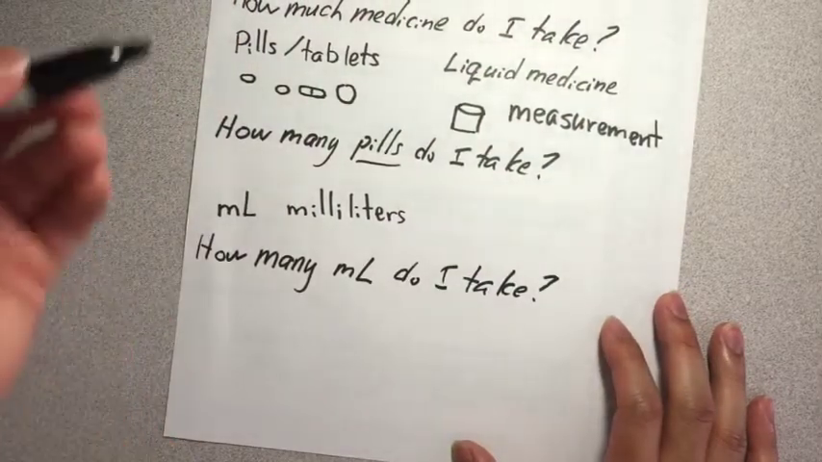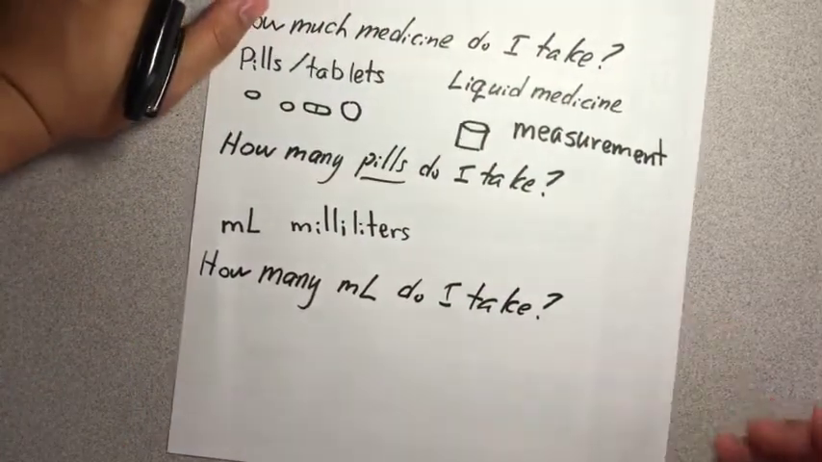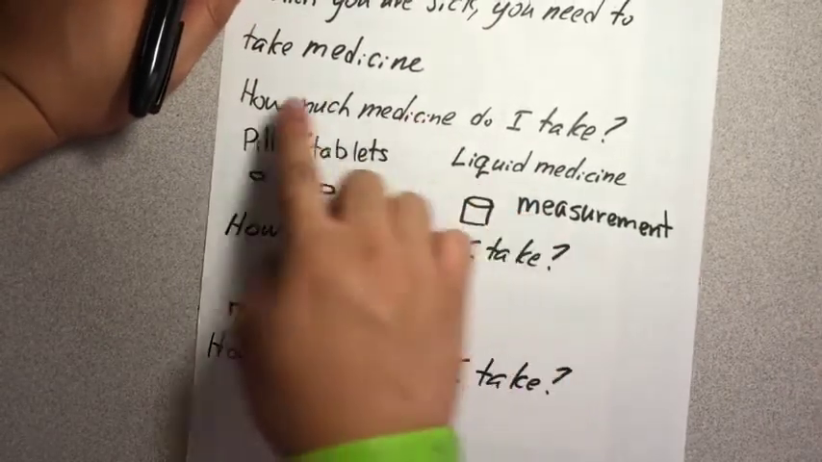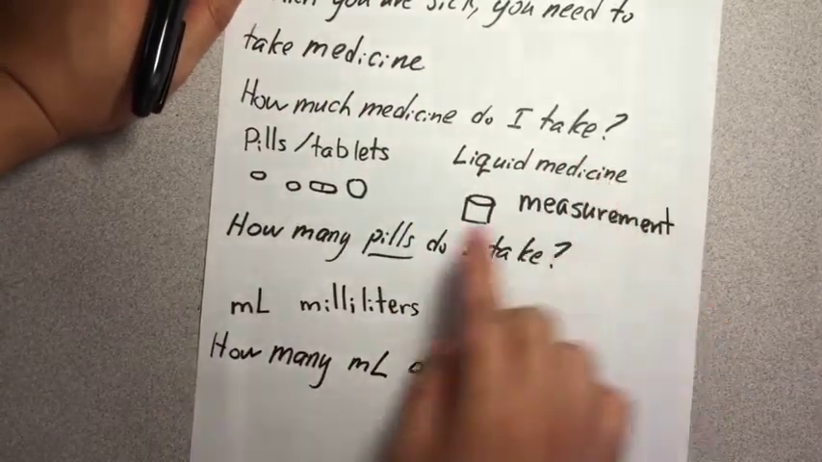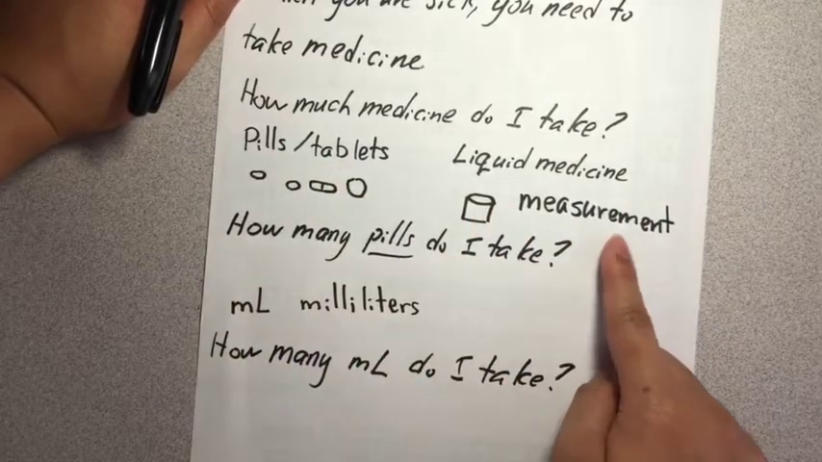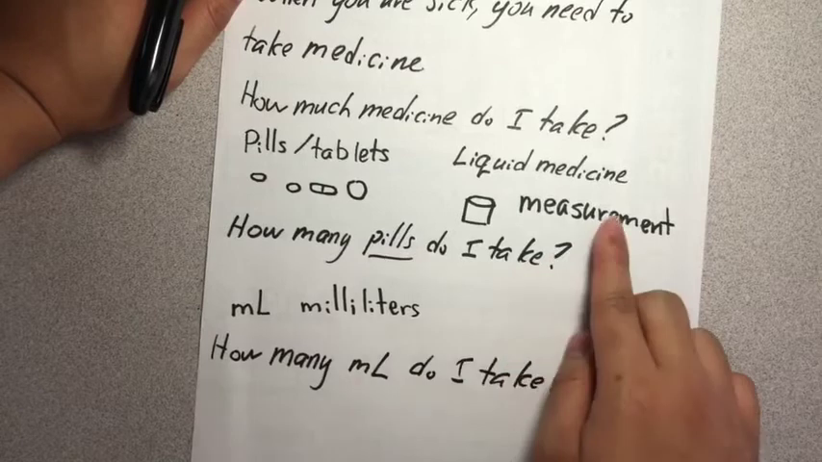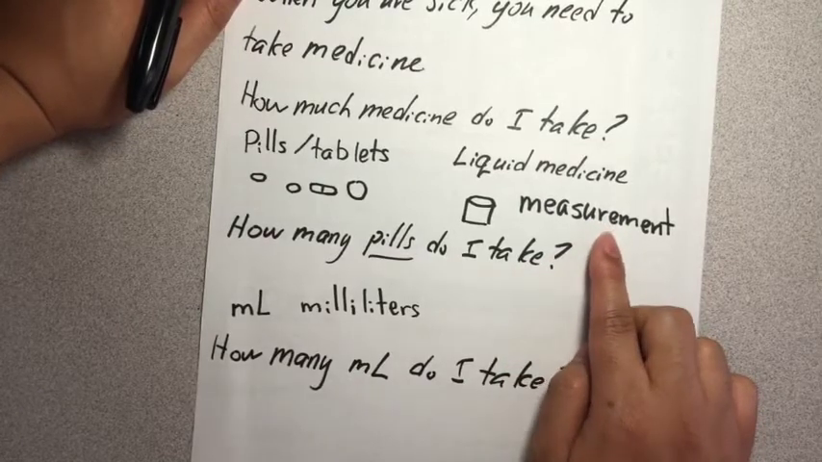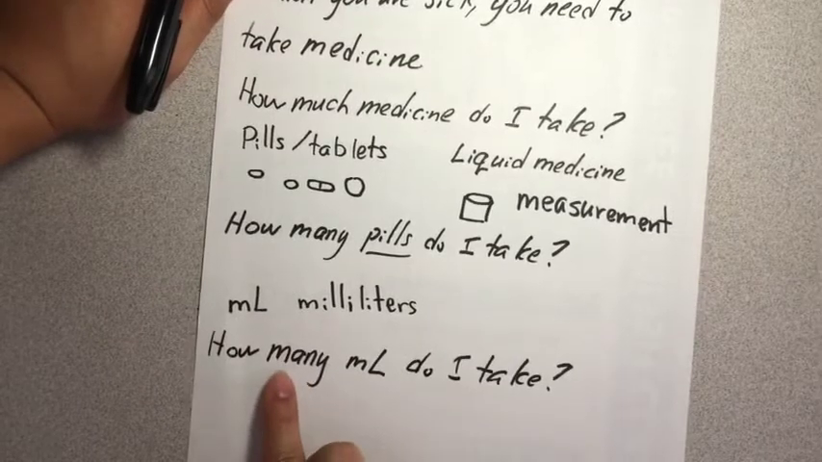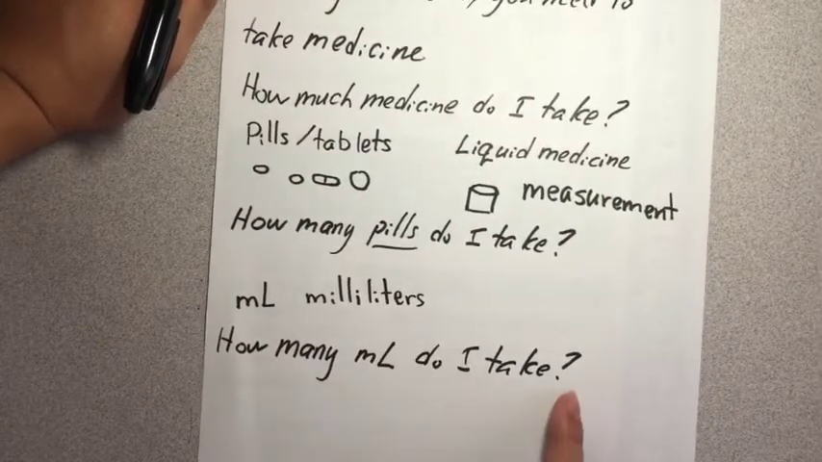Oh, this marker is weird. Okay. So, again, medicine, we don't count medicine, so we say, how much medicine do I take? But here, we can count pills, and this is a measurement. A measurement, when we have a measurement, it tells us the amount. So, with measurements, we always say, how many? How many milliliters do I take?